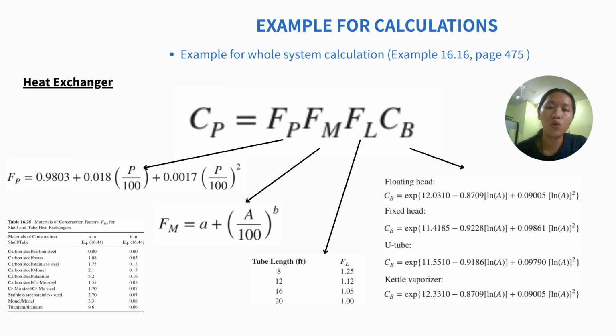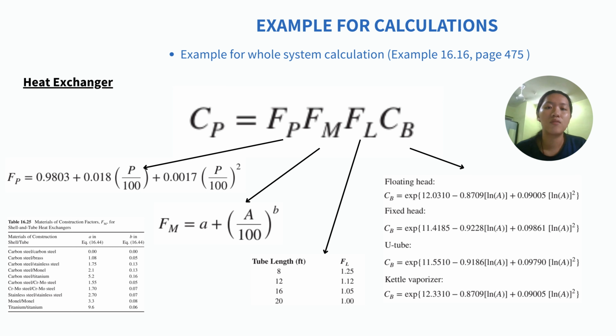Another most widely used equipment is the heat exchanger. For this case, we use CP equals FP multiplied by FM multiplied by FL multiplied by CB. However, the equation for CB here is only for 4 types of heat exchangers, and it can be different for other types. For this case they are floating head, fixed head, U-tube, and kettle vaporizer. If you have other heat exchangers not among these 4 types, there are still other equations for CB in the textbook.